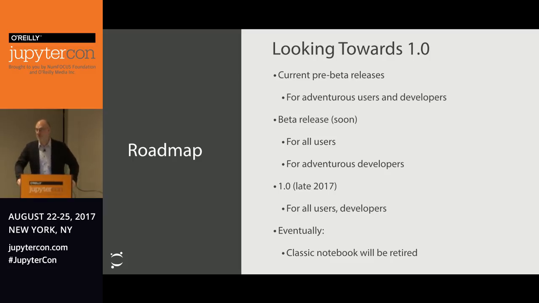The beta release, which we're hoping to come out relatively soon, we will recommend it for all users. So from the user perspective, the beta release will essentially be like a 1.0 version. But for developers, the beta release will still be for the adventurous of you. The 1.0 release that we're hoping to get out late 2017, we will recommend for all users and developers. And the main thing we have going on here is really wanting to stabilize these APIs, because we will want all of you to go and build things on top of them. And right now, we are still breaking the APIs far too often to recommend it for general purpose development.